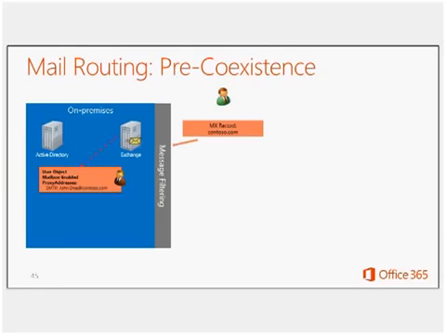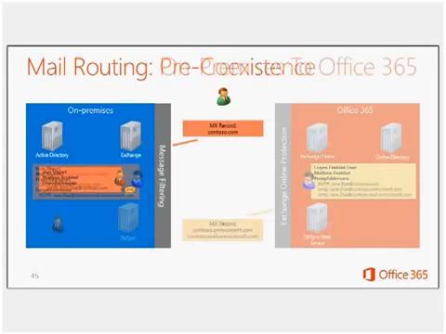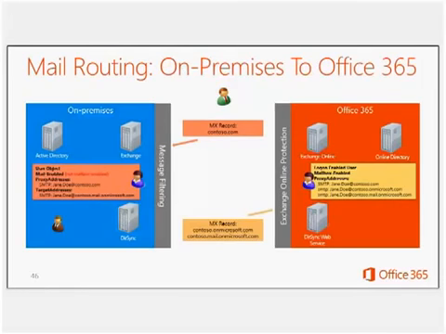The Exchange server sees that mailbox-enabled proxy. Yep, sees John Doe. Delivered. So this is before you've done anything. Simple mail routing. We've probably all seen that 1,000 times.